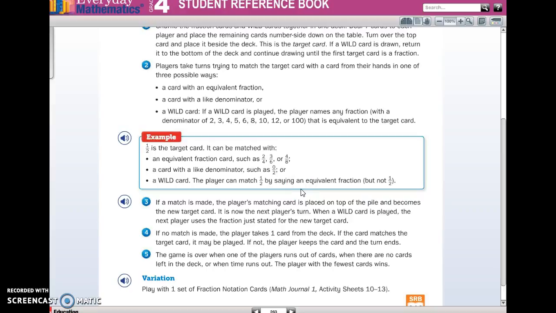So just like Uno, it could be an equivalent fraction, it could be a like denominator, or you could play that wild card.